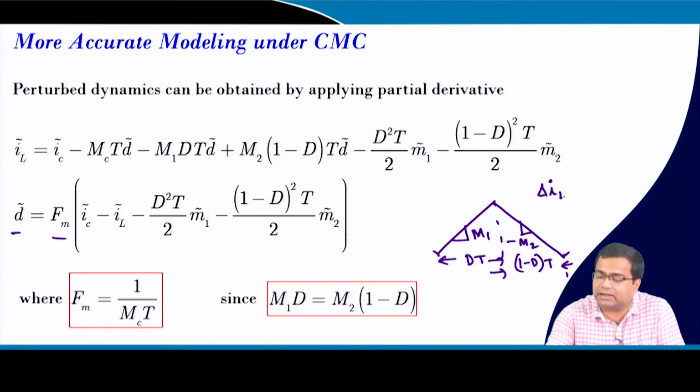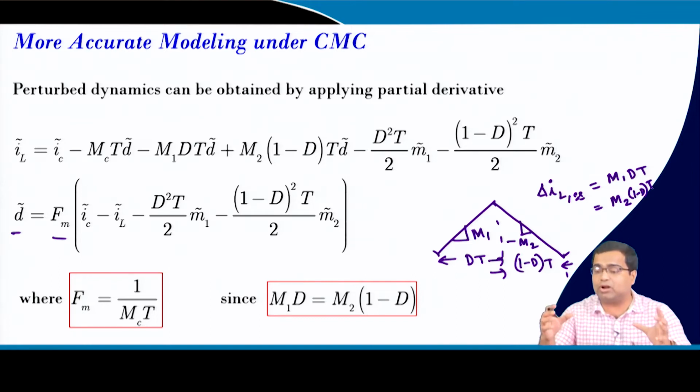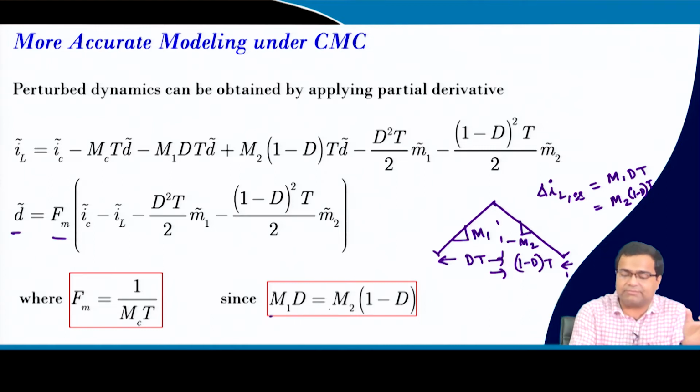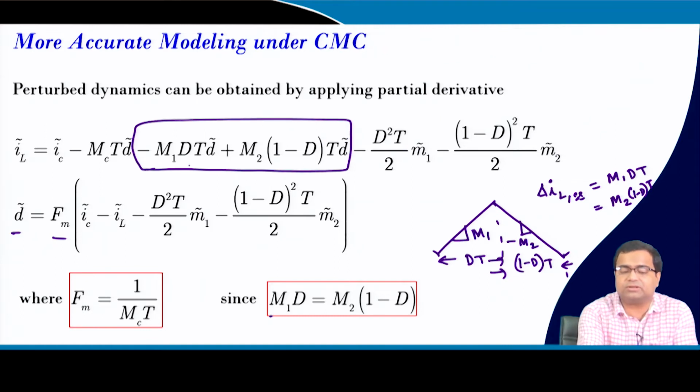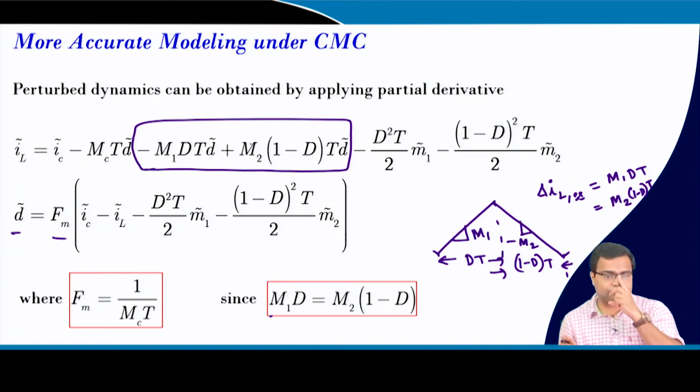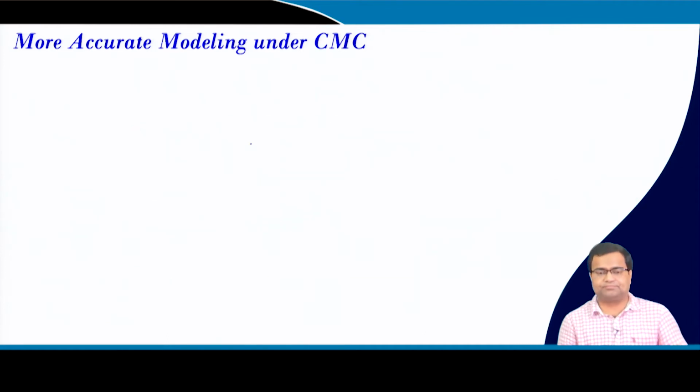the inductor current ripple at steady state is equal to M1 dT, and it is also equal to M2 (1 minus D) T. So, that means M1 dT is equal to M2 (1 minus D) T, and if you do that, then this term actually will be 0. This term will have no contribution because these two will cancel each other. So, you will get MC.